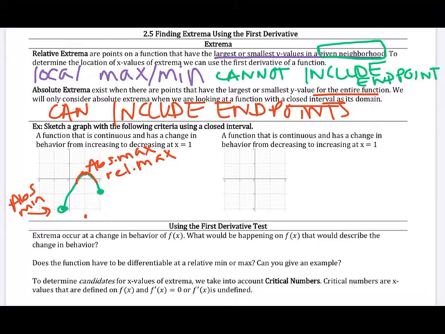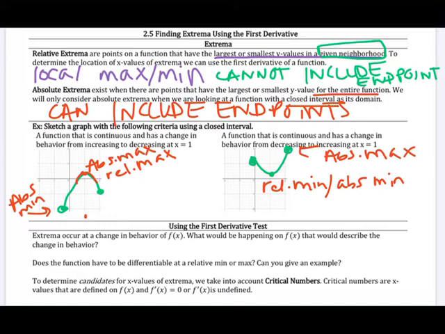The second example says a function that is continuous and has a change in behavior from decreasing to increasing at x equals 1. Again, this is a closed interval. So we can look at this again. Here we're going to have not only a relative min, but also an absolute min. Here we're going to have an absolute max. So if you're looking at a graph or a piece of a graph, you're really just identifying the highs and lows, the peaks of the function over the interval that we're considering.